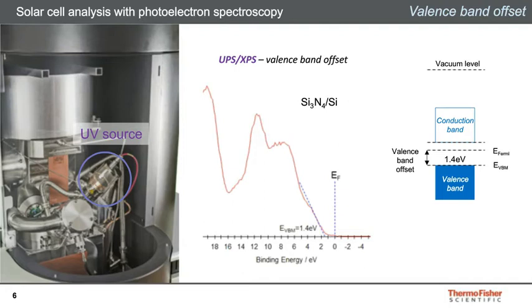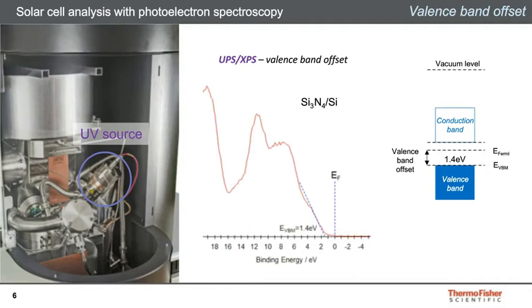An example of a thin film of silicon nitride on silicon is shown on this slide, where the valence band offset was measured to be 1.4 electron volts. It's also possible to use XPS and related surface techniques to measure band gaps for some samples and to monitor how the band gap changes as a function of dopant concentration, for example.